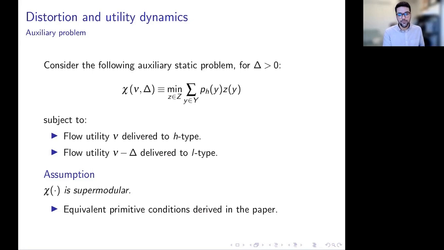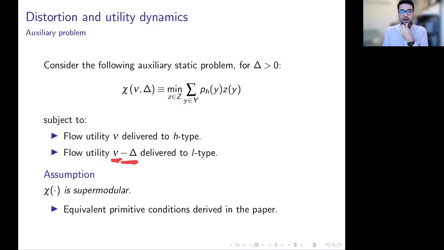So what is this static problem? Within any period t, let's think of a flow contract that is offered to an agent of high type. This flow contract will have to achieve two objectives. The first is to deliver a certain flow utility to the agent, which I'll call nu. It is also supposed to provide a certain punishment within period t for an agent of a low type who pretends to be a high type. This punishment is represented by the variable delta. This means a low type agent that pretends to be a high type should not receive exactly nu, but should receive nu minus a certain punishment delta.